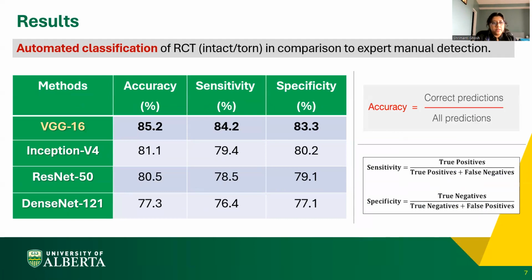After that, the classification results. Our method achieved 85% accuracy in classifying the shoulder rotator cuff tears as intact or torn, whereas the other CNN-based classification model could only achieve 81% accuracy.